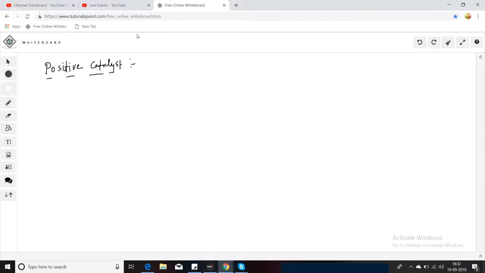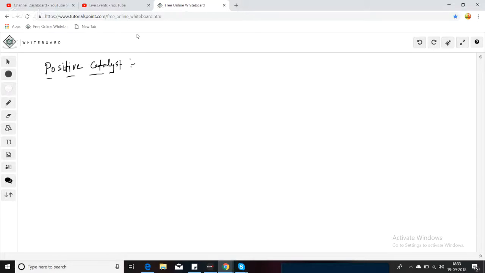Positive catalyst. Write down. These are the catalysts which decrease the activation energy. Have you written this? No, sir. Then write down. These are the substances which increase the rate of the reaction. Write down the next definition. Write down positive catalyst, I'm giving it to you again.